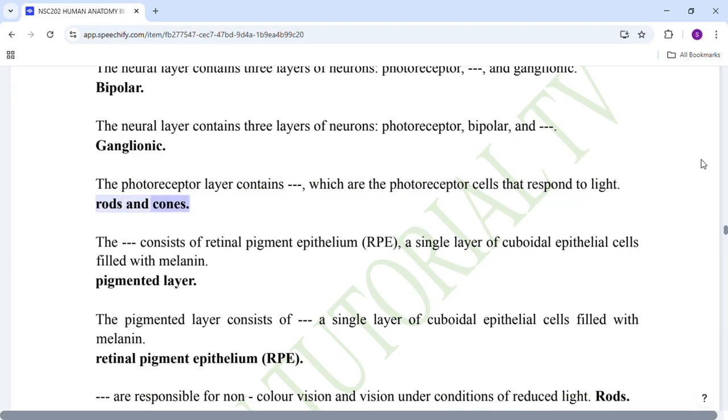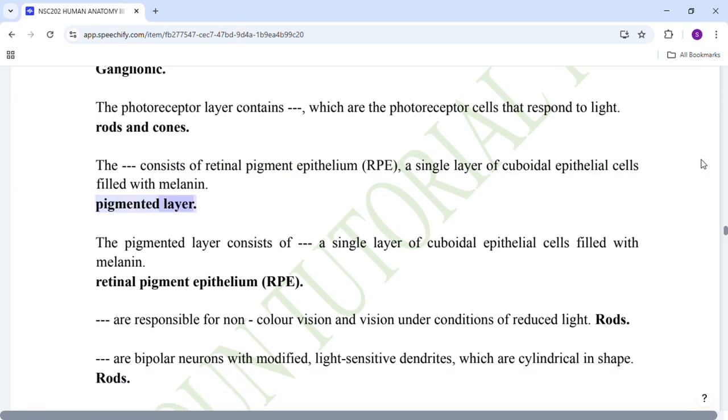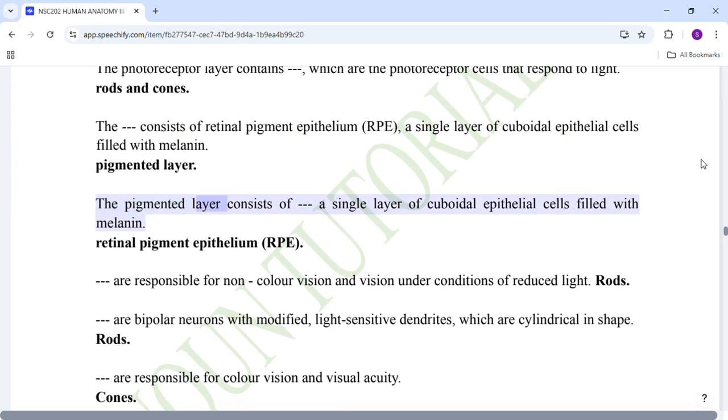The pigmented layer consists of retinal pigment epithelium, RPE, a single layer of cuboidal epithelial cells filled with melanin.